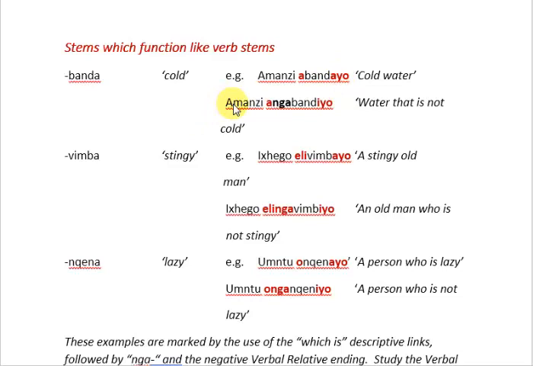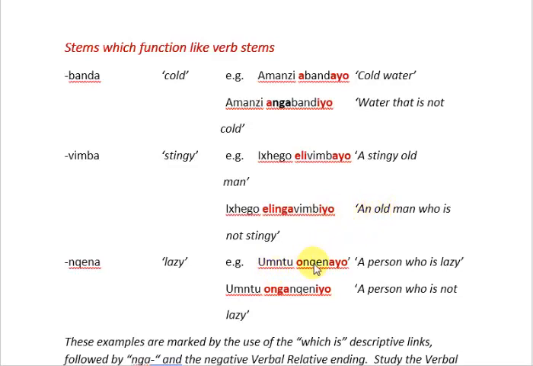Abandayo. The negative, amanzi anga. And again we have nga with verbs and nge with anything which is a non-verb. So anga bandiyo. Only a verb will take an I negative ending. Anga bandiyo. Ixhego elivimbayo, the old man who is stingy. Ixhego elingavimbiyo, the old man who is not stingy.